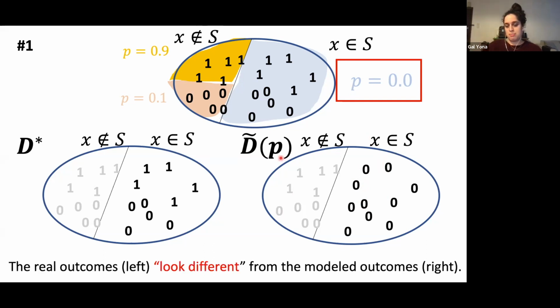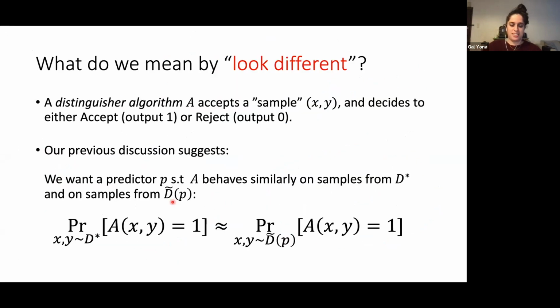Okay, and with this D star and D tilde, there's a more obvious sense in which P is a bad predictor, because the real outcomes on the left clearly look different from these modeled outcomes on the right, right? Like in a silly sense, here I'm not seeing any ones, and here I am seeing some ones. Okay, so let's formalize exactly this notion of looking different.